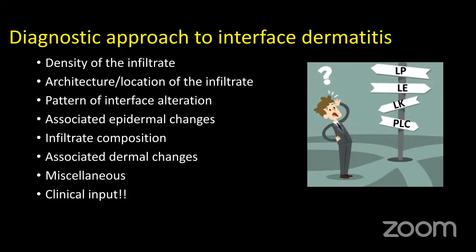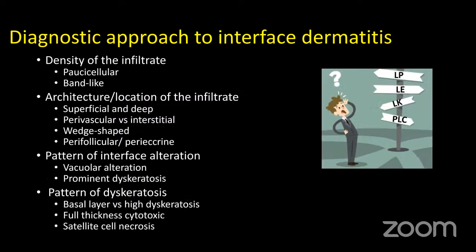So the diagnostic approach to interface dermatitis is to really assess all these things I've been showing you: the density of the infiltrate, the architecture, the pattern of the interface alteration, how the epidermis is altered, whether it's just lymphocytes or eosinophils, and what kind of dermal changes you have. There are a few other things we look for. And most importantly, a lot of times you have to have the clinical correlation to reach your ultimate diagnosis.